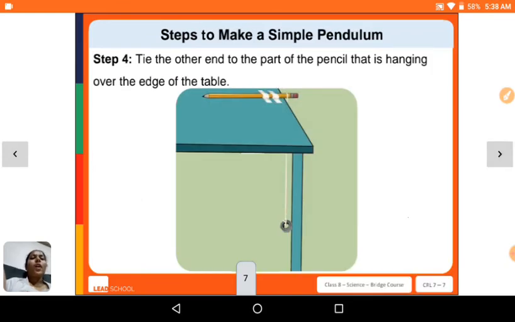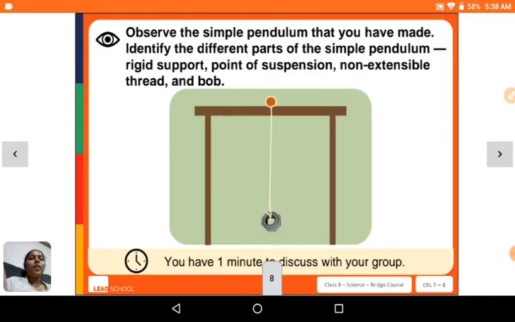So now one end is tied at the nut, then you can tie another end at the pencil's part, which is 2 centimeter outside the table, which is hanging outside the table. Now observe the simple pendulum that you have made. Identify the different parts of simple pendulum: rigid support, point of suspension, non-extensible thread, and bob. Now your pendulum is ready.